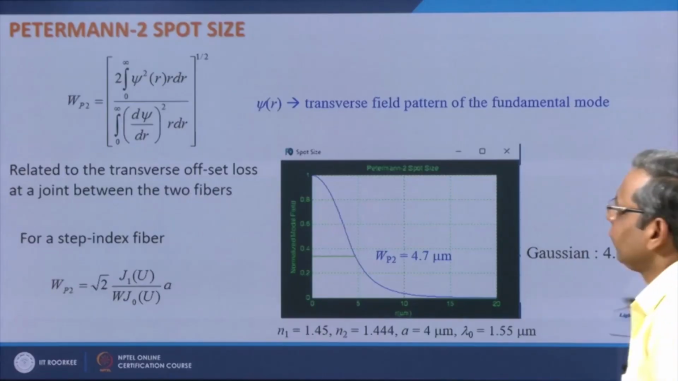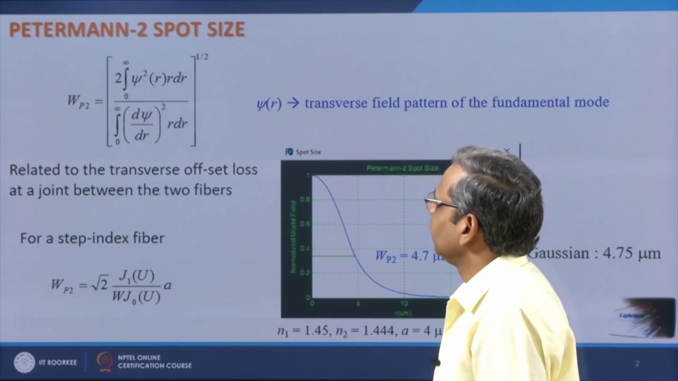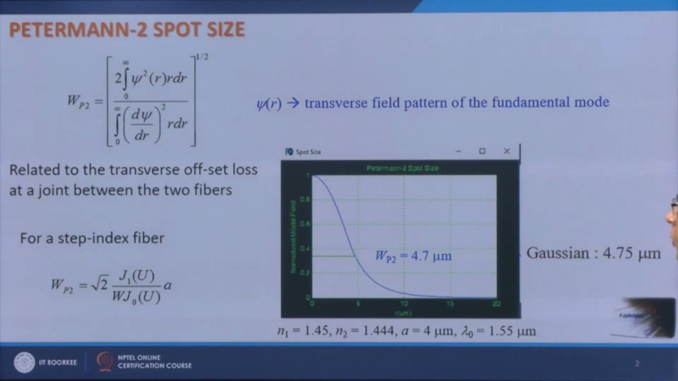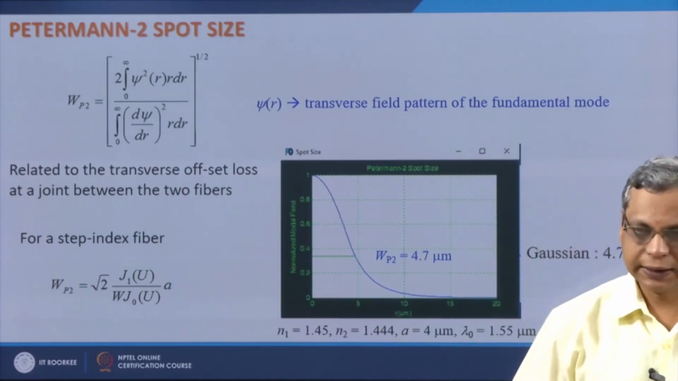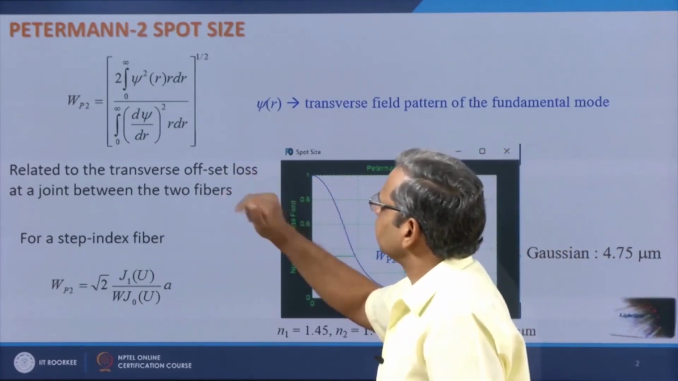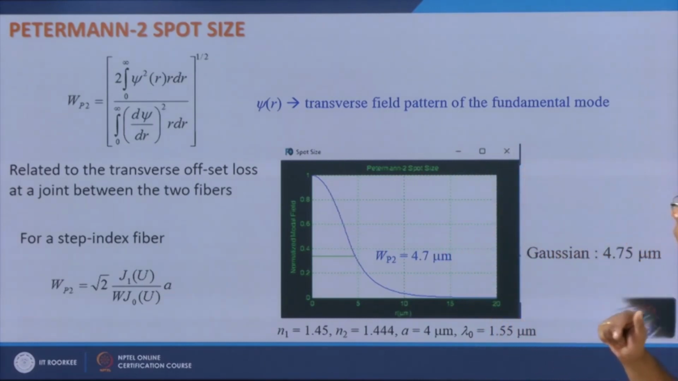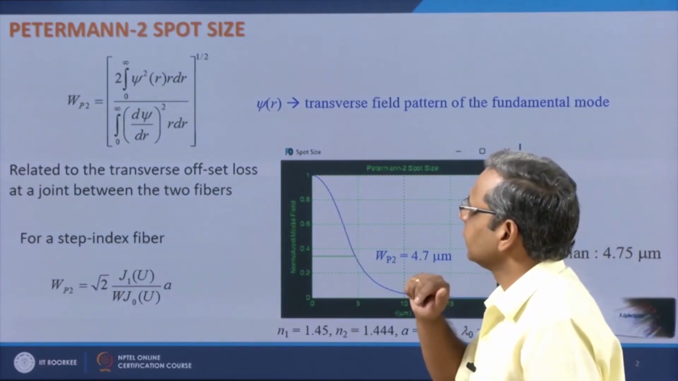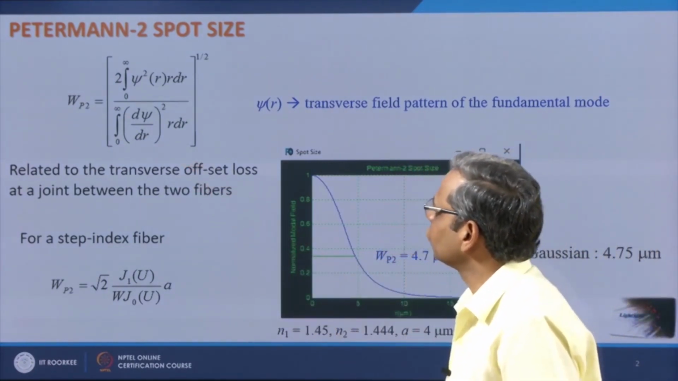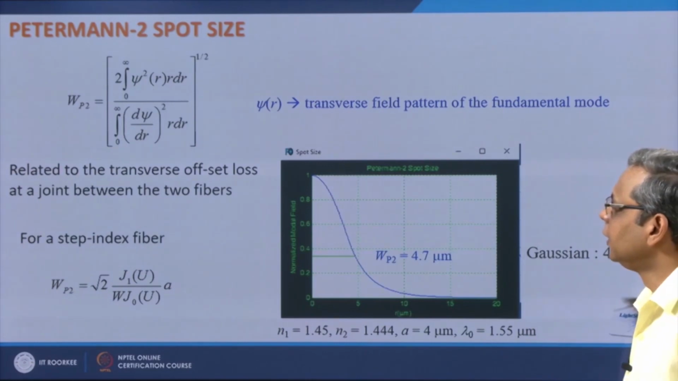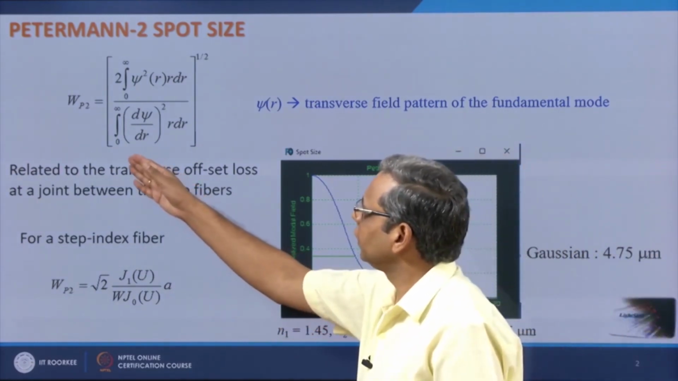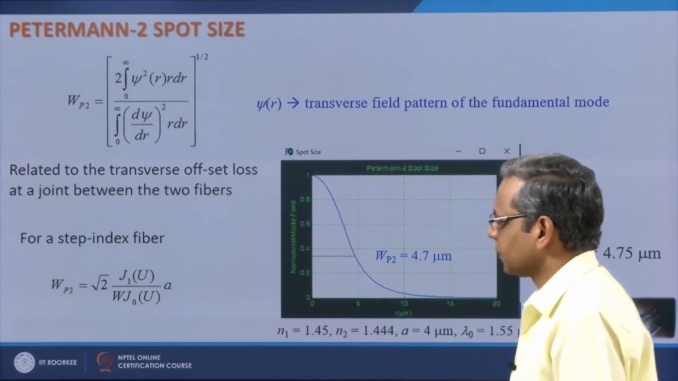So, there is another way of defining the spot size, which is the Petermann 2 spot size, which is related to transverse offset loss at a joint between the two fibers. We will study these losses at the joints in the next lecture. So, Petermann 2 spot size is defined in terms of the transverse field pattern of the fundamental mode psi(r) and is given as Wp2 equal to the square root of 2 times the integral from 0 to infinity of psi squared r dr, divided by the integral from 0 to infinity of psi prime squared r dr.